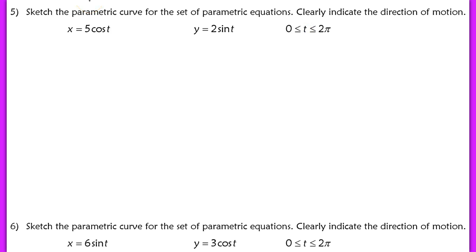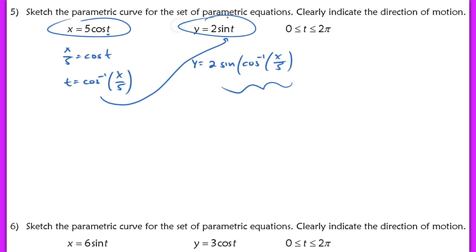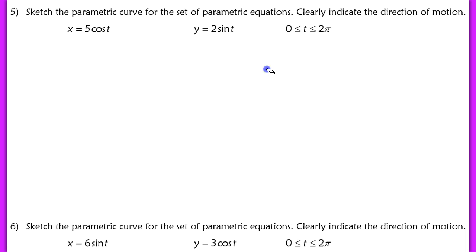So remember, when you eliminate the parameter, you're trying to isolate t in one equation so that you can make a substitution into the other. Now in this case, if I try to isolate t, I would have x over 5 equals the cosine of t, and then I would take the inverse cosine of x over 5 to isolate t. Now then I would make that substitution over here, so I'd have y equals 2 times the sine of the inverse cosine of x over 5. Now obviously we got rid of t, we eliminated the parameter, but this is definitely not easier to graph than the two original parametric equations. So this is not going to be how I eliminate that parameter.